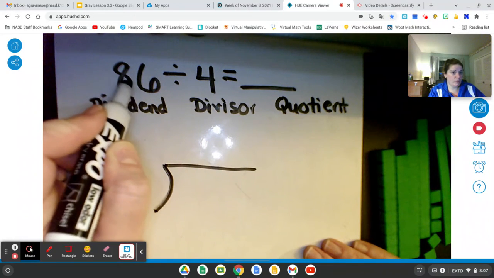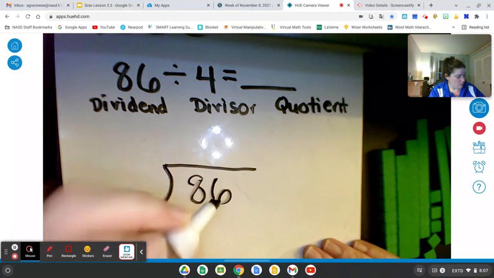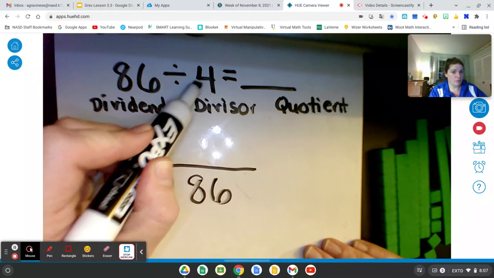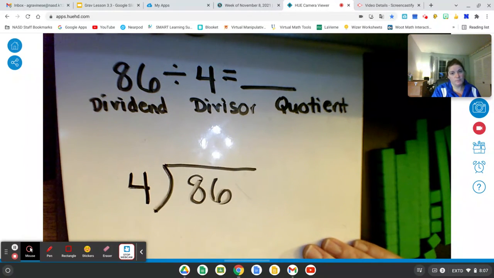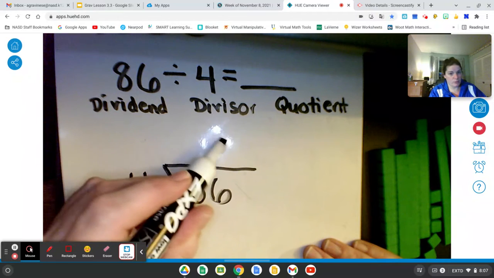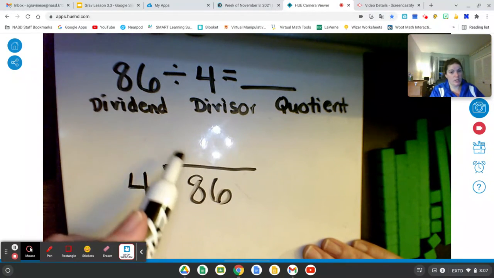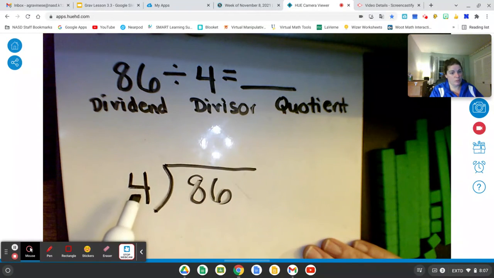You're going to put our dividend 86 inside the house. Then you're going to put the divisor 4 on the outside of the house. And the quotient or answer goes on the roof. Again, our dividend goes here, our divisor over here, and our quotient goes on the roof.